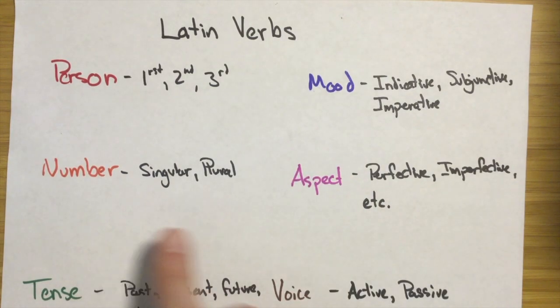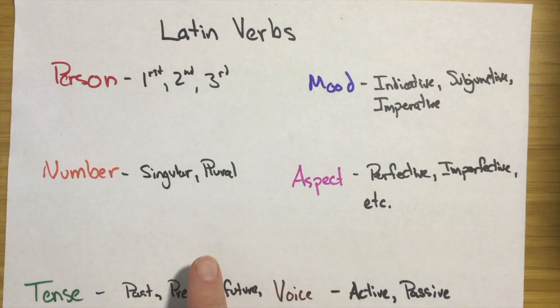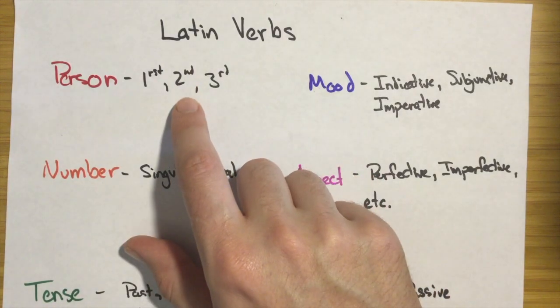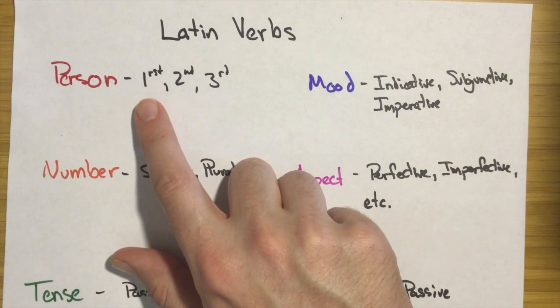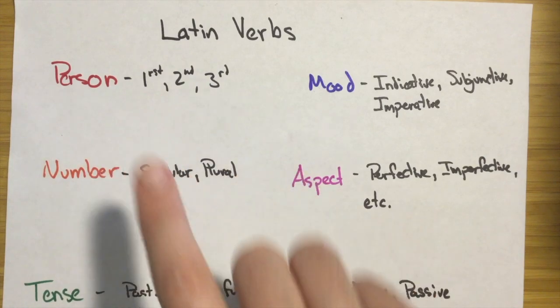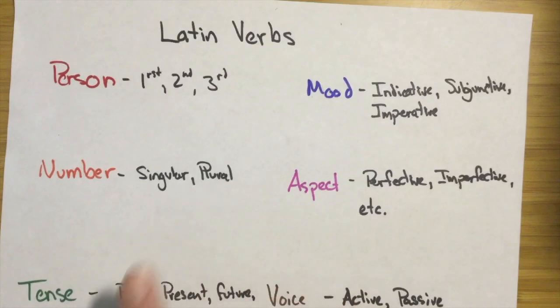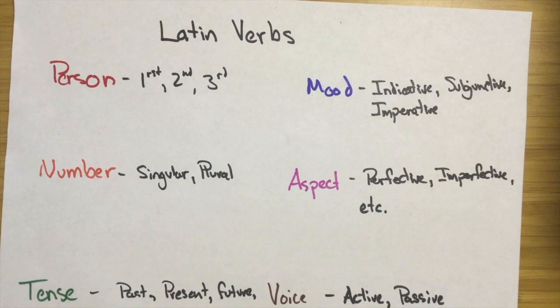Number means singular or plural, and so it just means whether the subject includes one or multiple people. So for example, on our example up here, I run, run is a singular verb because the subject is singular. If I were to say we run, still first person, but it's changed to plural. Tense, in a really technical way, is either past, present, or future. It just refers to time. There are other times we could talk about, but in Latin, there's really just past, present, and future.